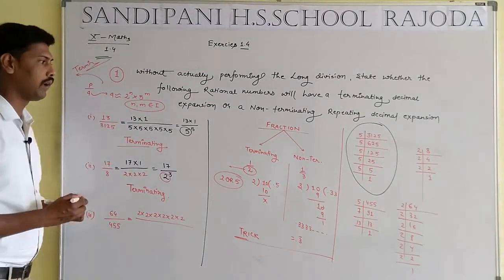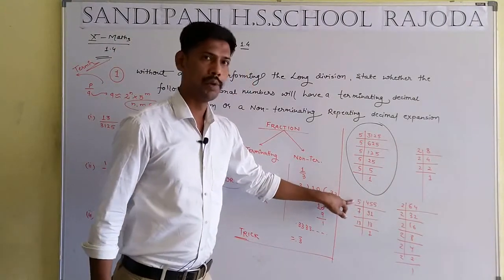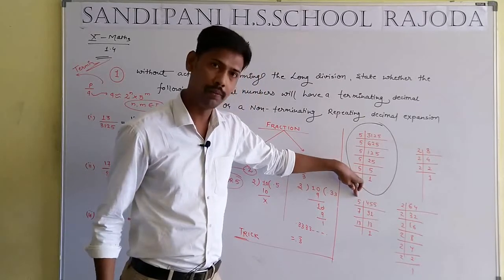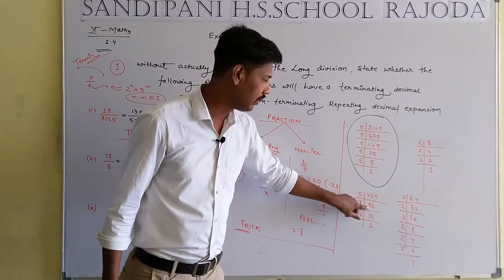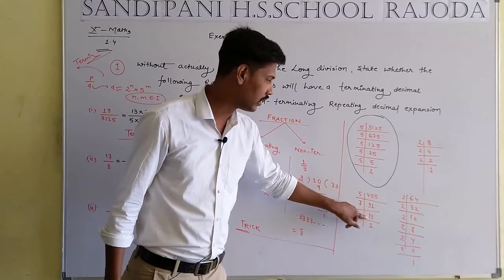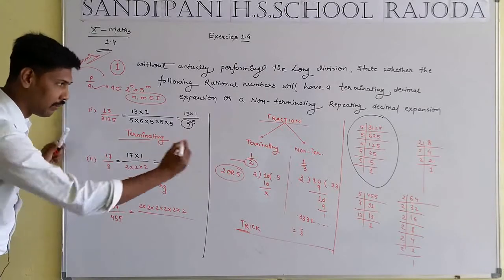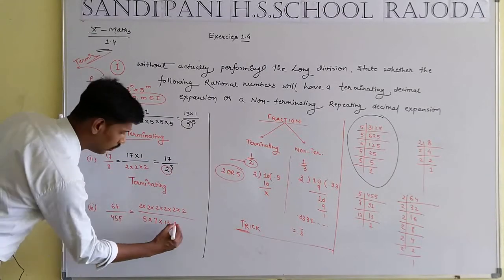And 455 will be equivalent to 455 divided by 5, because the last digit of 455 is 5, so it is divisible by 5. Taking the 5, we get 91. 91 divided by 7 will be equal to 13. 13 divided by 13 will be equal to 1. So it may be written in the form 5 into 7 into 13 into 1.